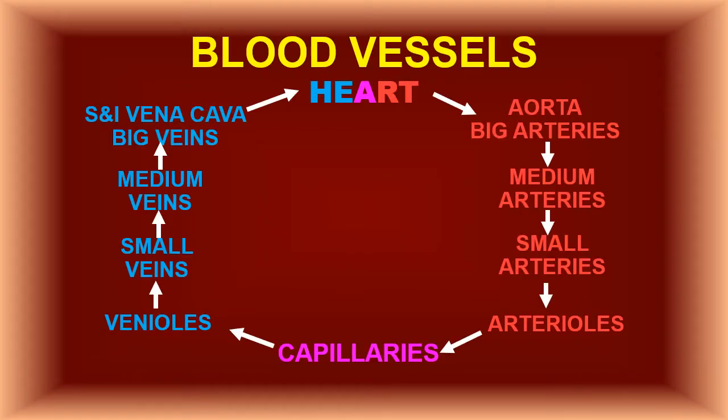Before studying the venous hemodynamics, we need to know something about the veins. As we see here, these are the starting of the venous cycle in our body: we have the venules, small veins, medium veins, superior and inferior vena cava, and big veins, and the heart. And in the heart, we mean the right atrium. Then this is the arterial system, and we discussed this before.